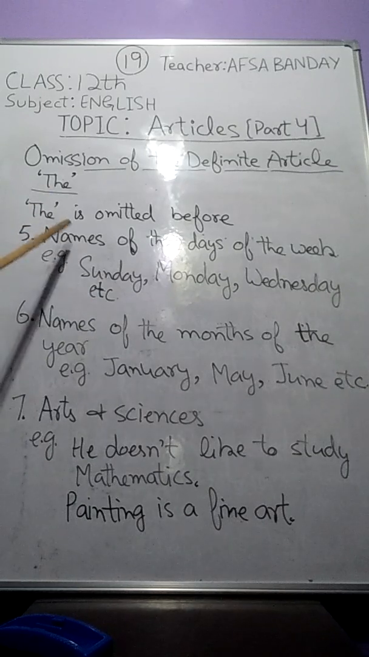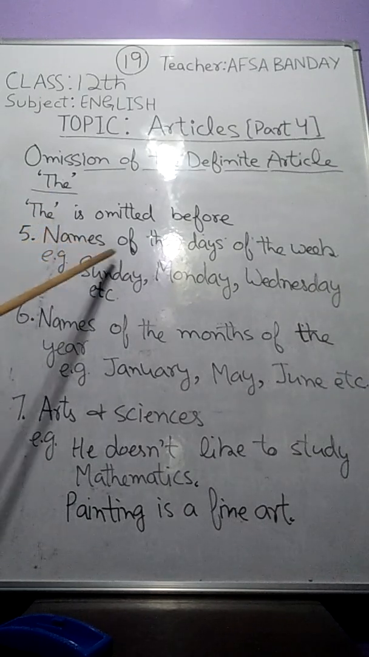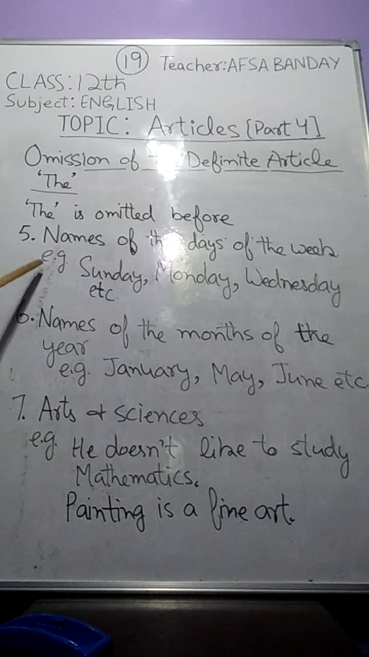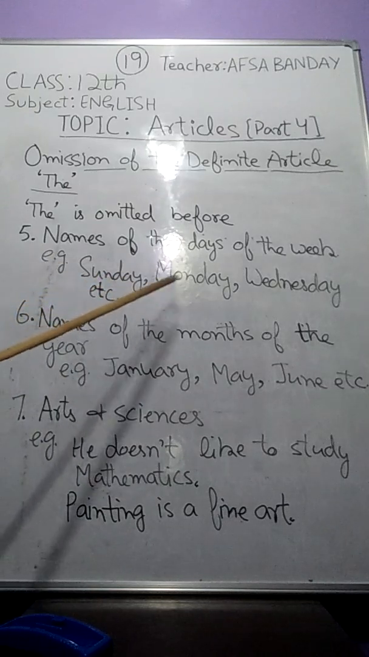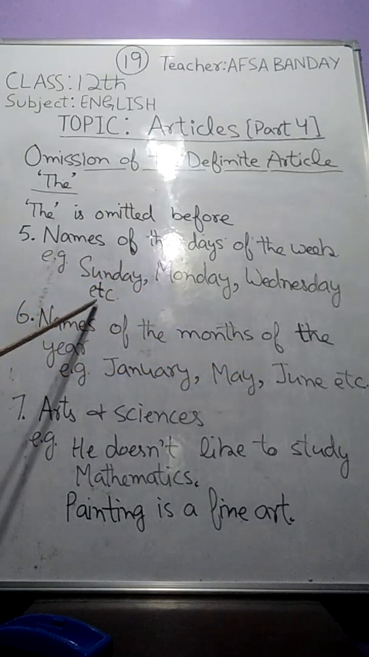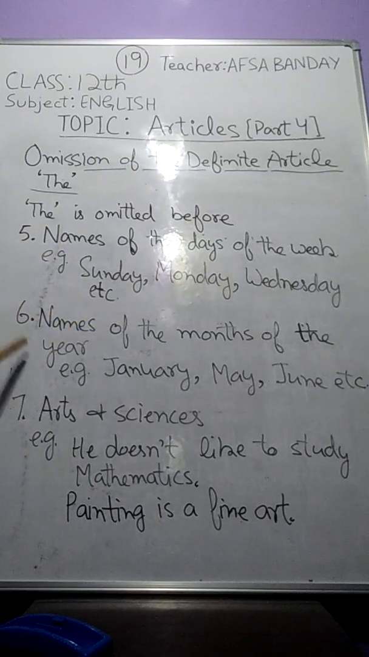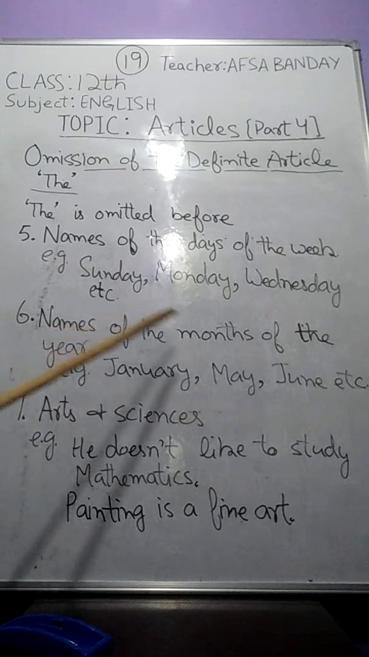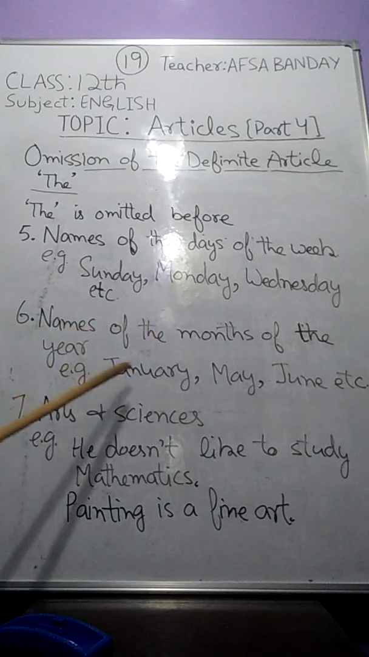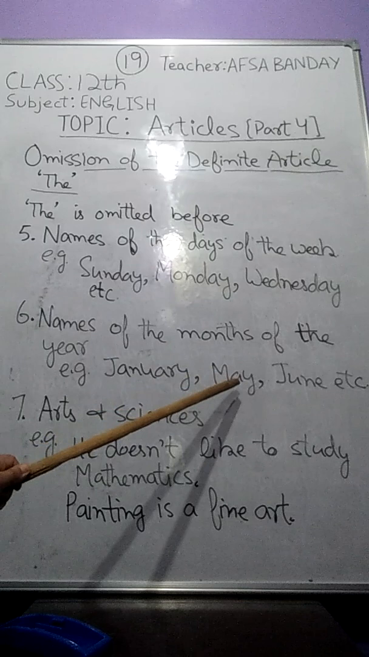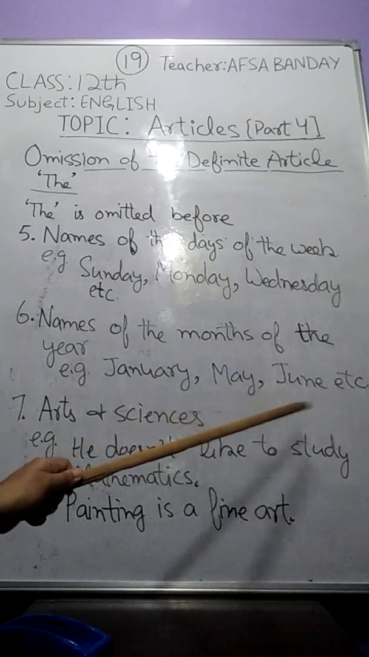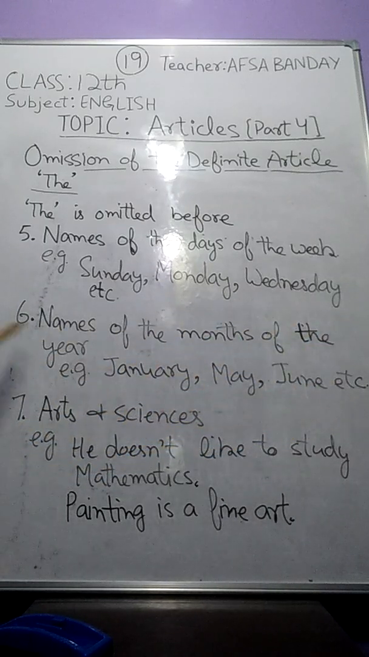Number 5: "the" is omitted before the names of the days of the week. For example, we say simply Sunday, Monday, Tuesday, Wednesday, Thursday, etc. Number 6: "the" is omitted before the names of the months of the year. We say January, February, May, June, July, etc.